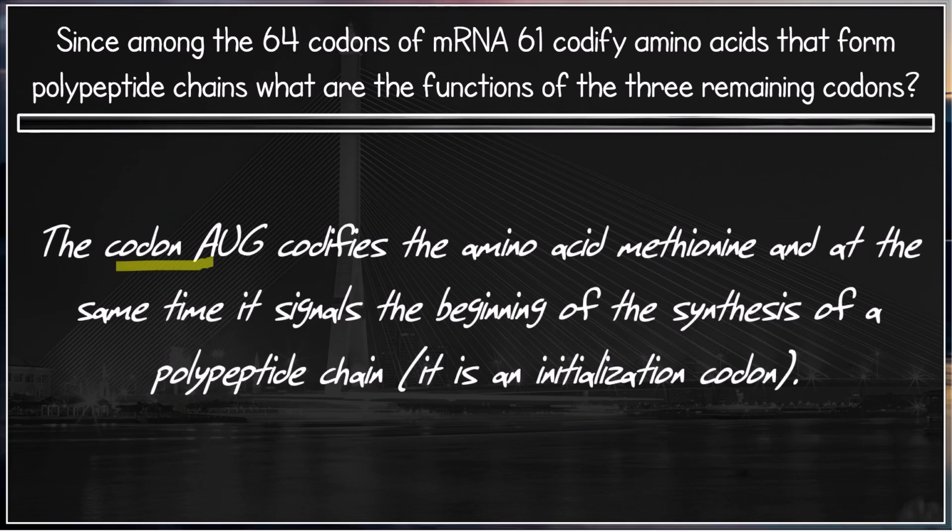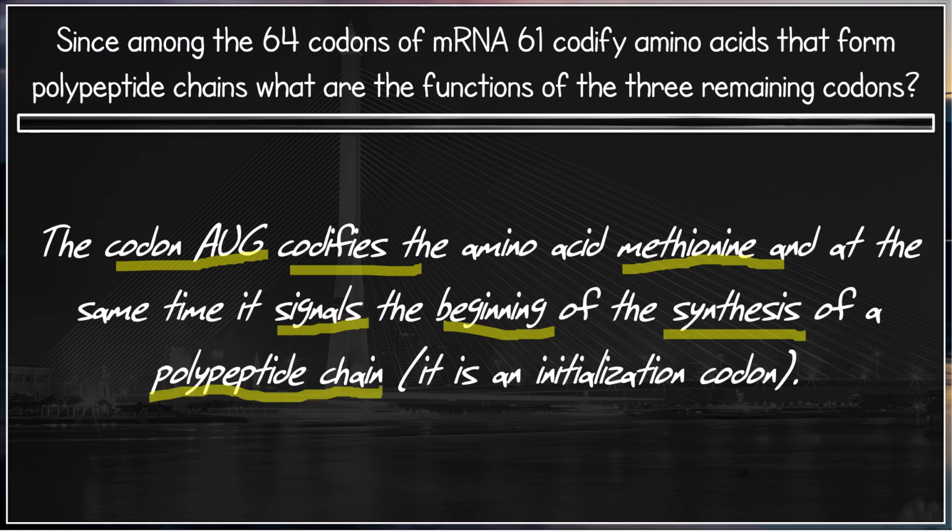The codon adenine uracil guanine codifies the amino acid methionine, and at the same time it signals the beginning of the synthesis of the polypeptide chain. It is an initialization codon.